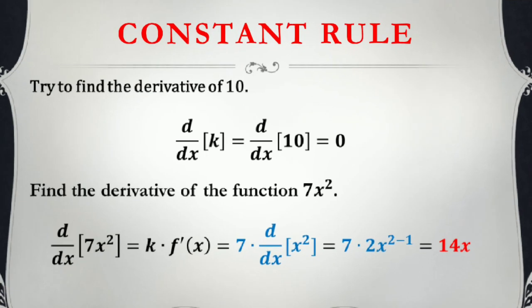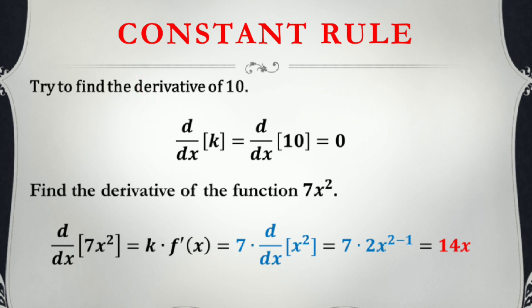Now we have here an example using the constant rule. The first problem here is finding the derivative of 10. Since the given is constant, the answer of the derivative of 10 is 0.